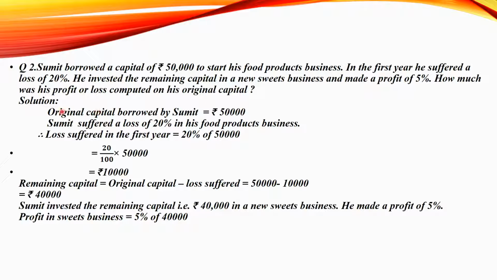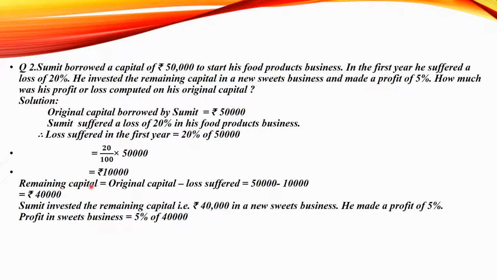So here we have the solution. Original capital borrowed by Sumit is equal to rupees 50,000. Loss suffered by Sumit is 20% in food products business. So therefore, loss in the first year is 20% of 50,000, that is 20 upon 100 multiplied by 50,000. So we get it as 10,000 rupees.